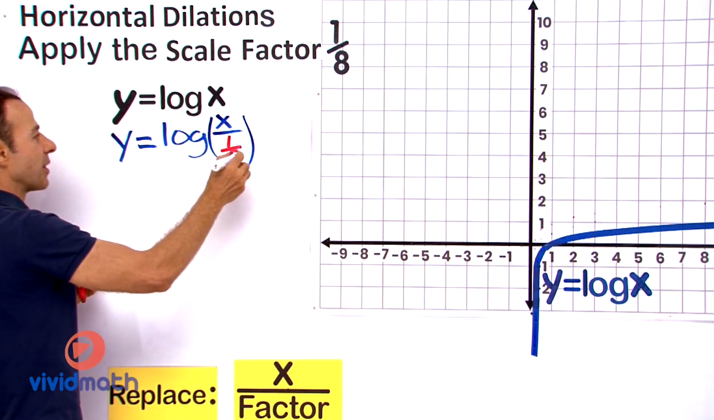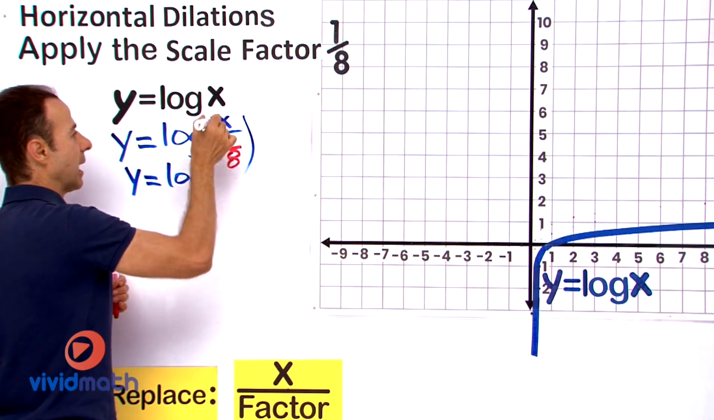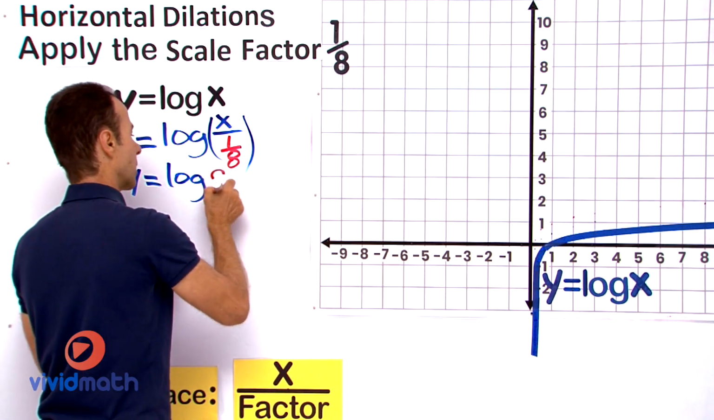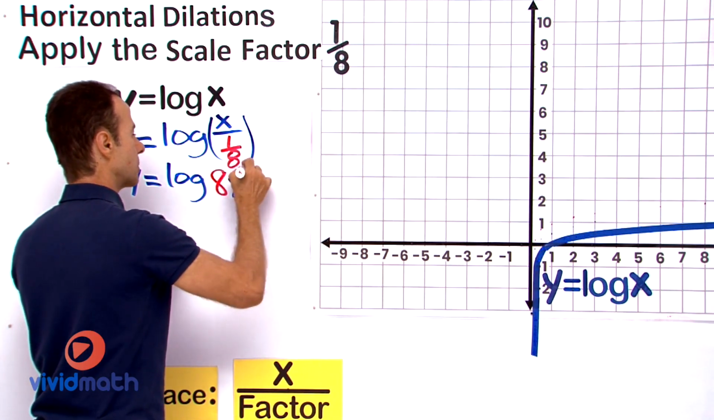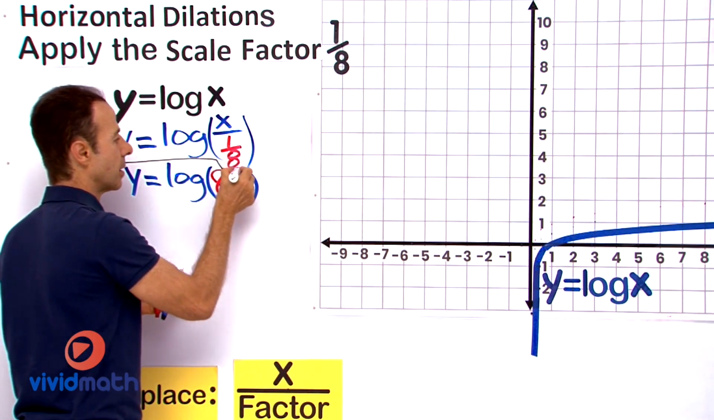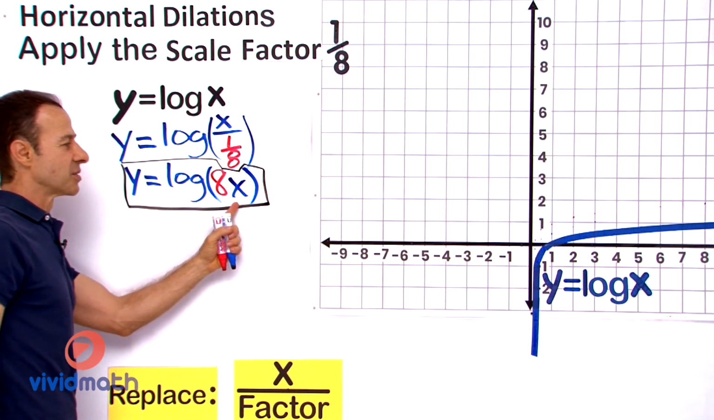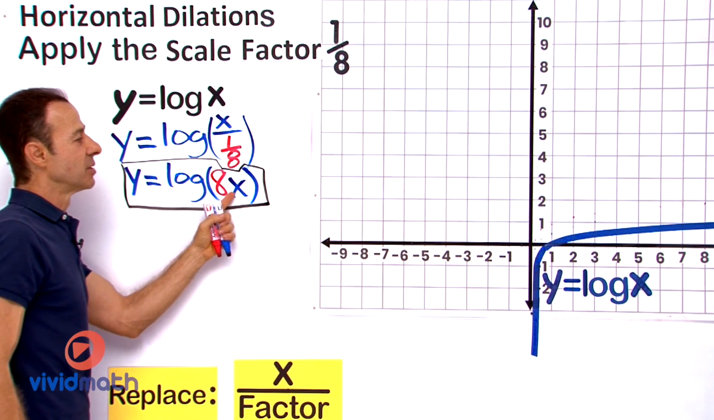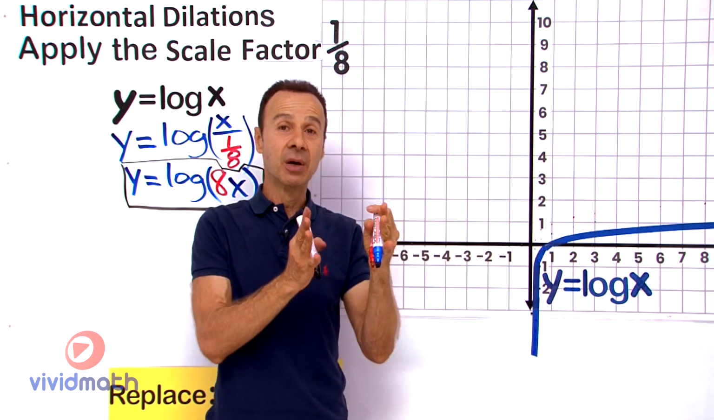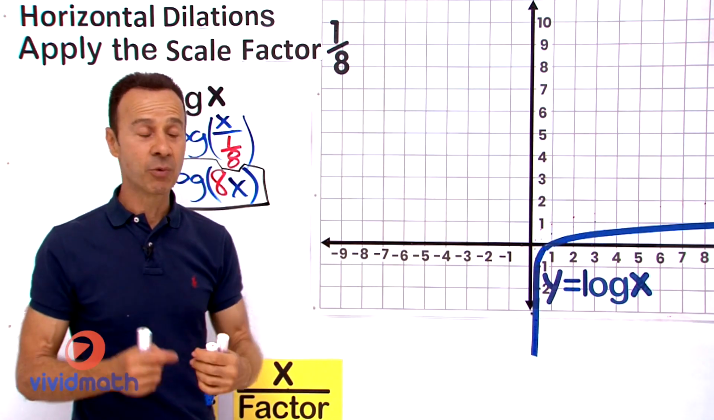Now we can simplify that, and that means y equals log of x divided by 1/8, which is actually 8x. So there you go. That is our new function: y equals log 8x. So y equals log 8x is going to be drawn up here, and we're going to see that it's going to be more compressed by 1/8 as we represent it visually, so we can gain a better representation.